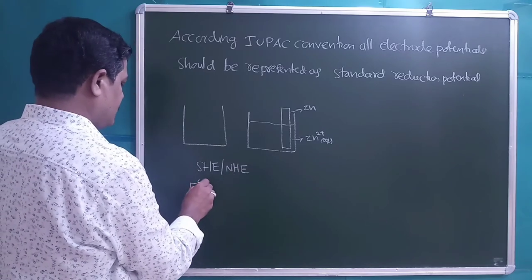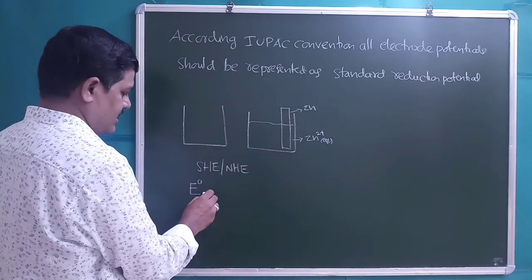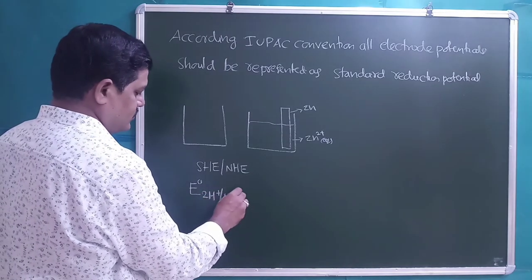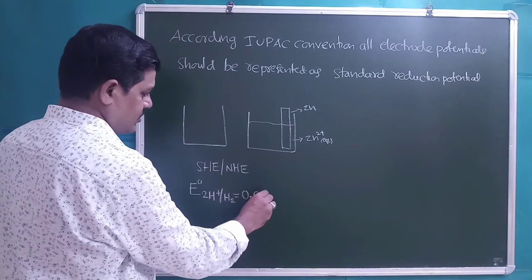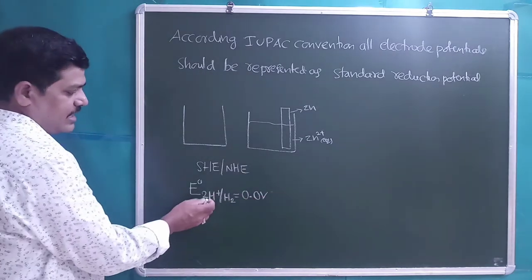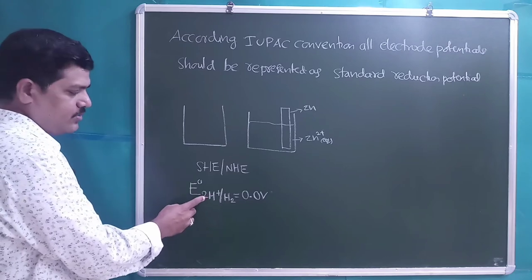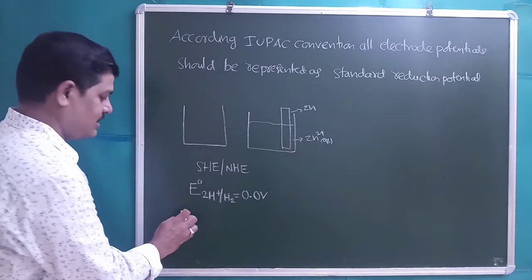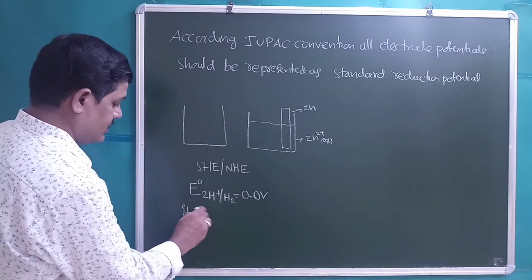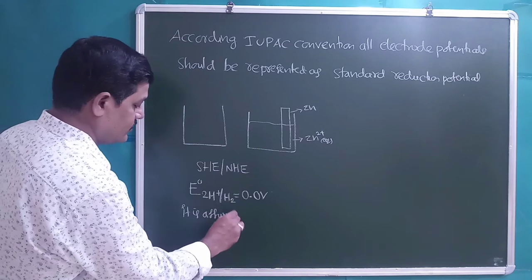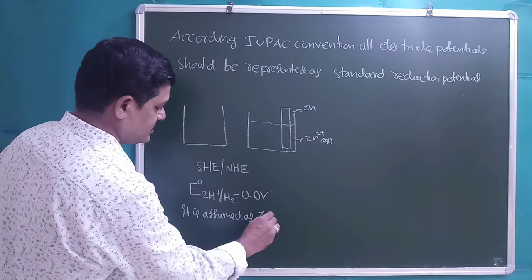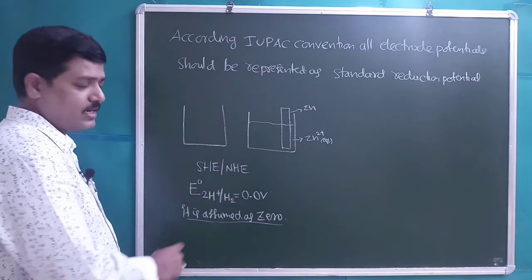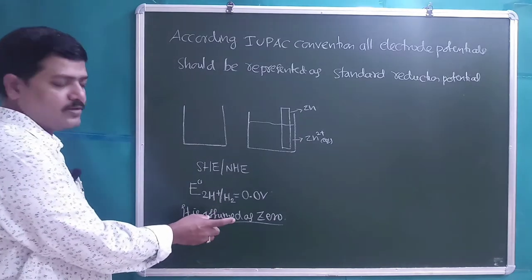For the reduction potential of the standard hydrogen electrode, we can indicate it as E0 2H+/H2 equal to 0.0 volts. For the standard hydrogen electrode, the E0 value, the EMF value, is 0. Why? Because it is assumed to be 0. Students, this itself is an important question: the standard hydrogen electrode potential is 0 because it is assumed to be 0.